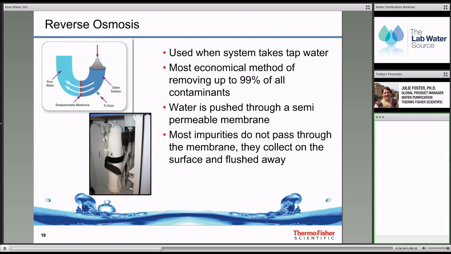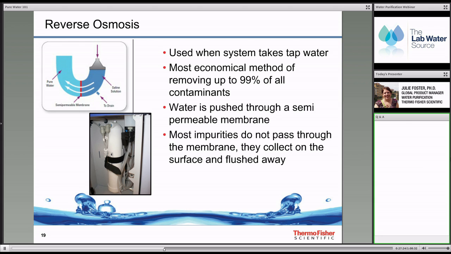Reverse osmosis is mainly used as a pretreatment method before deionization. This technology exists in its own system. You can buy an RO system. People buy them for the house, again, to purify their drinking water. They're so simple, and you'll see at the end of the presentation how simple these systems are. So they're great. They're inexpensive, easy to maintain, and you can use them to feed a lot of lab equipment.